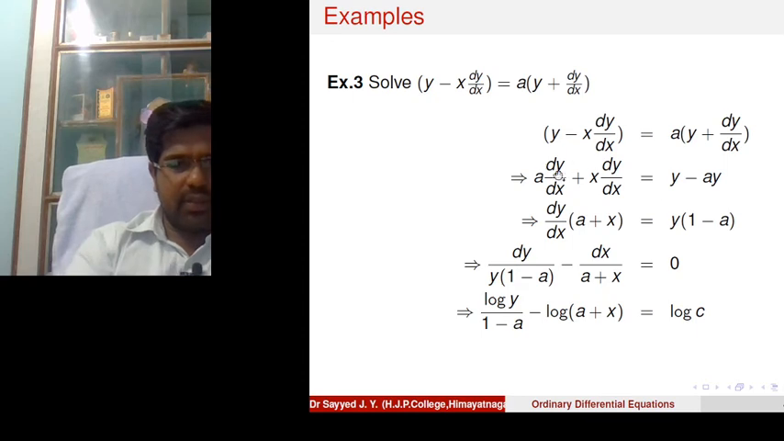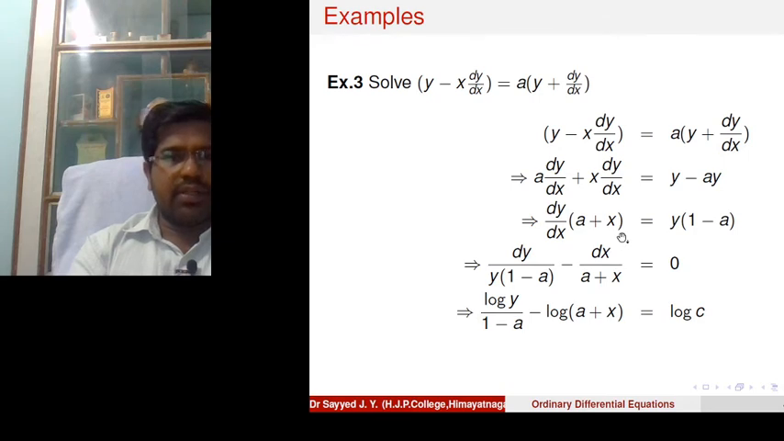Rewrite the given differential equation, then transform dy by dx to LHS sign, a into dy by dx plus x into dy by dx equal to y minus ay. You can take the y outside the brackets, 1 minus y, and dy by dx you will get a plus x, and then again transform these to dx term, and this is to dy. So what you will get, dy upon y into 1 minus y minus dx upon a plus x equal to 0.